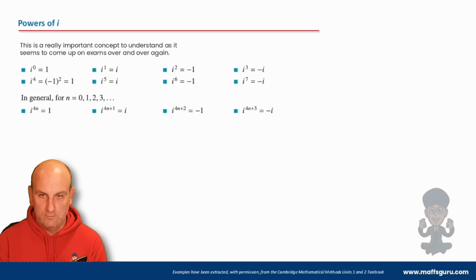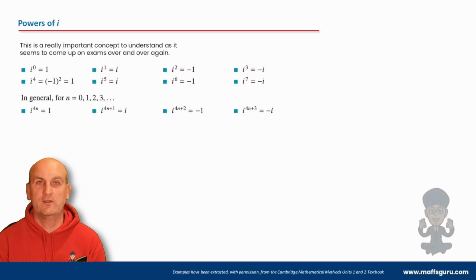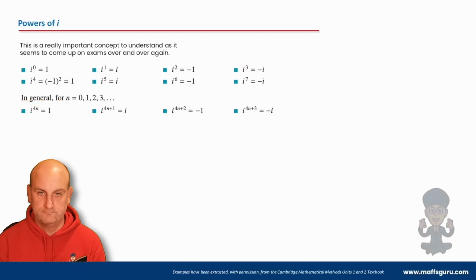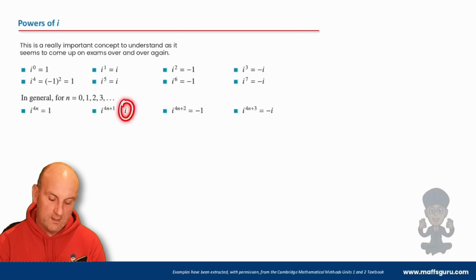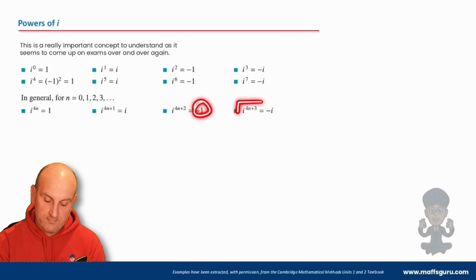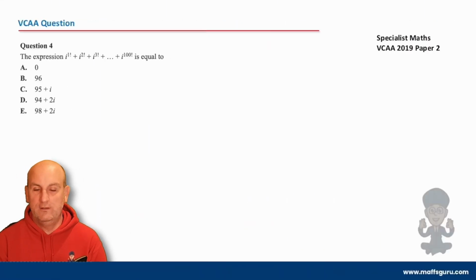Now, in general, we can therefore say that because this seems to have 0 to 4, 1 to 5, 2 to 6, 3 to 7, it goes up using the 4 times table. So we can generalize that i to a multiple of 4 would always be 1. i to a multiple of 4 plus 1 would be i. i to a multiple of 4 plus 2 is minus 1. And a multiple of 4 plus 3 is minus i. This type of stuff should absolutely go into your summary book.